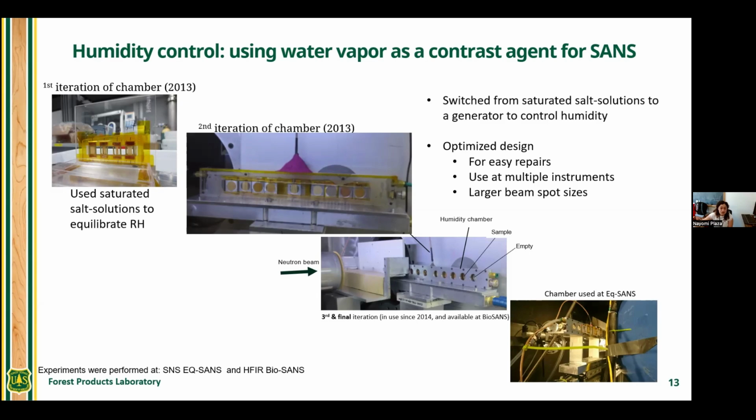We also switched to individual windows so that it would be easy to replace any window that needed to be replaced due to being broken or anything like that. Between our first and third iteration, we also switched the spot size between our measurements so we could do shorter measurements in comparison. And we also made sure that we could use this chamber across different beam lines.